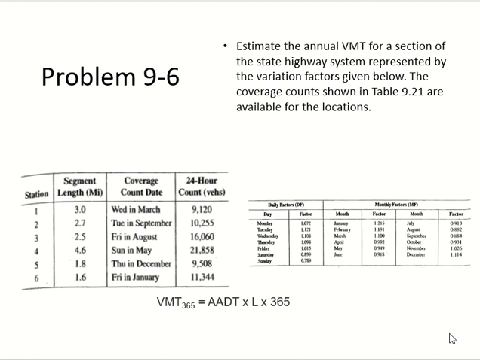So what is the first thing I need? AADT, right? How do we calculate AADT? The count multiplied by what? The adjustment factor of Wednesday, the adjustment factor of March. Clear? It will become AADT. Multiply by length, multiply by 365. Got it? Clear? Okay, let us do it.